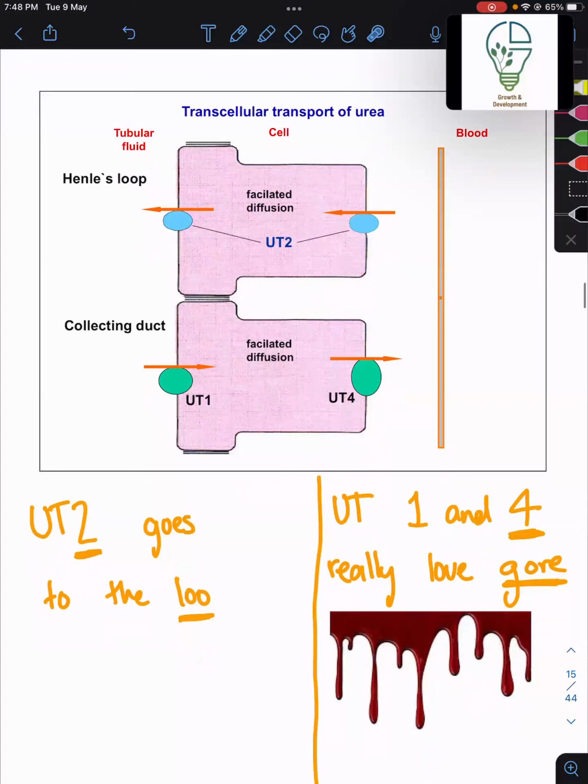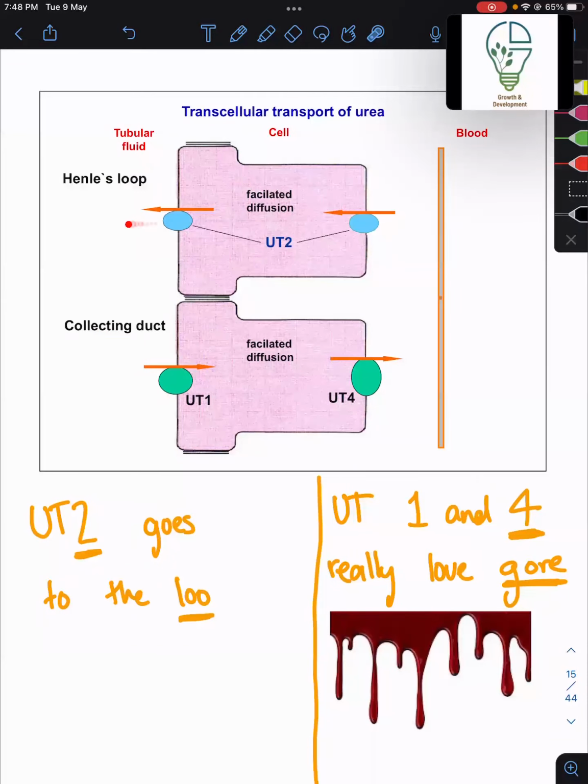And then the second one is UT1 and UT4, who really love gore. Gore, or gory movies, are usually horror movies that have a lot of blood. And so that helps me remember that UT1 and UT4 are responsible for removing urea from my tubular fluid back into my blood, because they love gore, right? So they're going to move back into my blood.